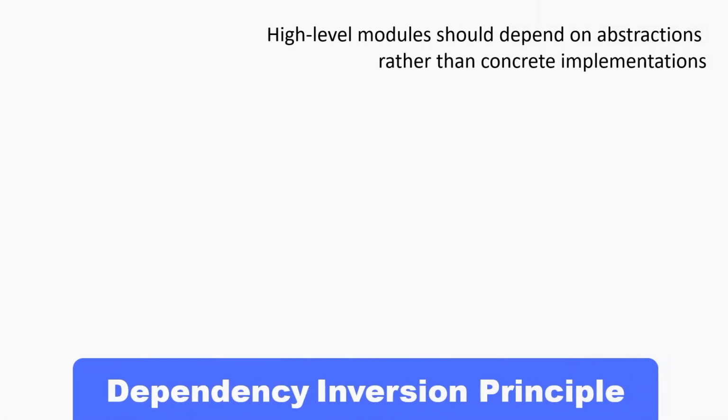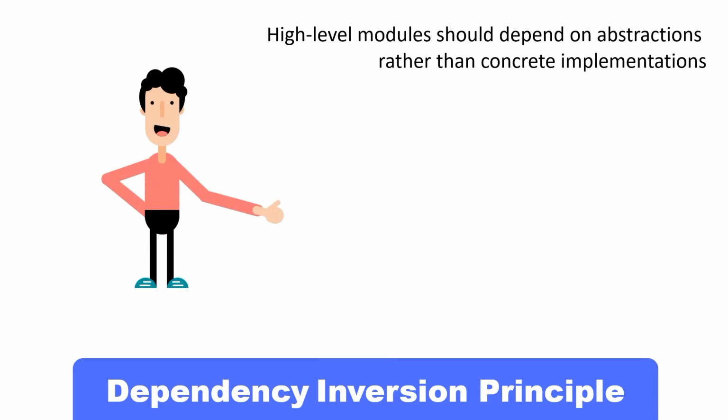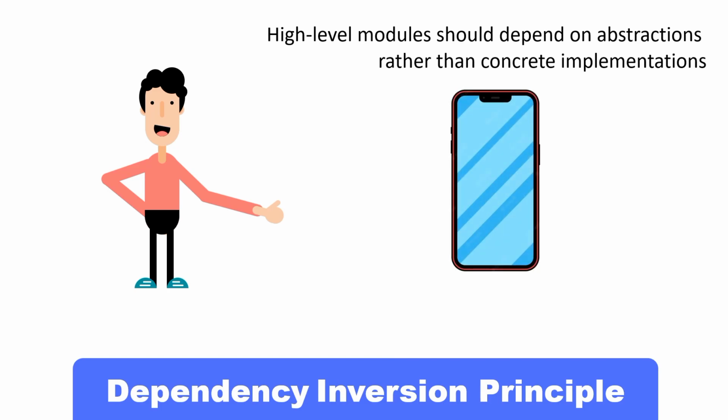The final SOLID principle is the Dependency Inversion Principle. Our Mr. Aita has a modern mobile phone, and it is a complex device with many internal components, circuits, and functionalities. But here is the interesting part. It only exposes a few things to the outside world. The Dependency Inversion Principle tells us to depend on abstractions, not concretions.